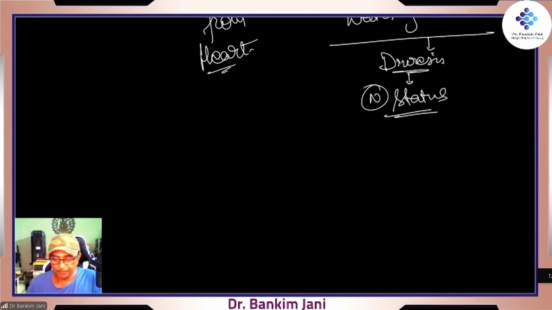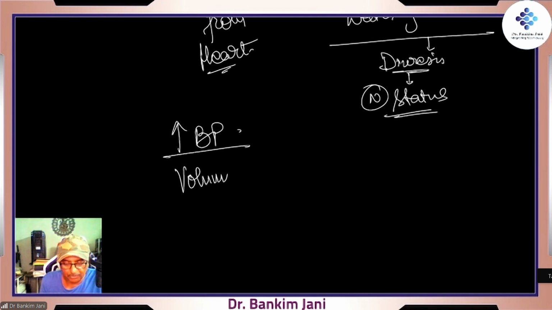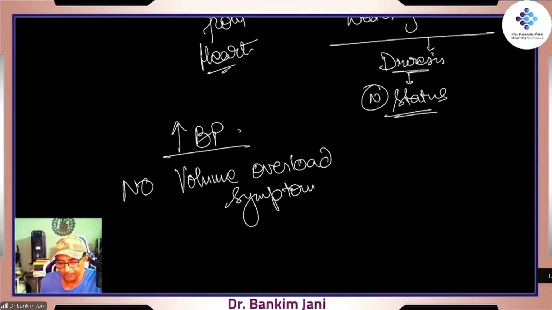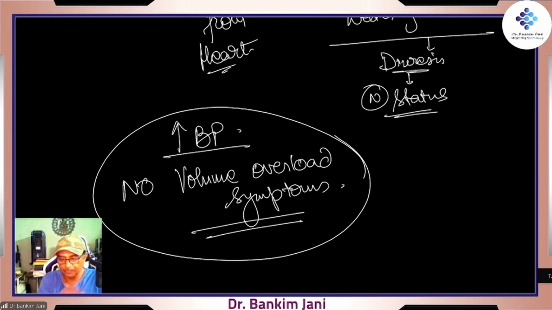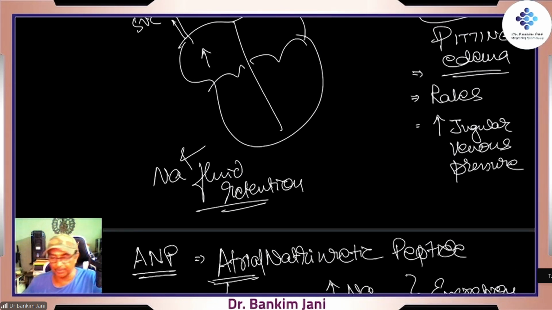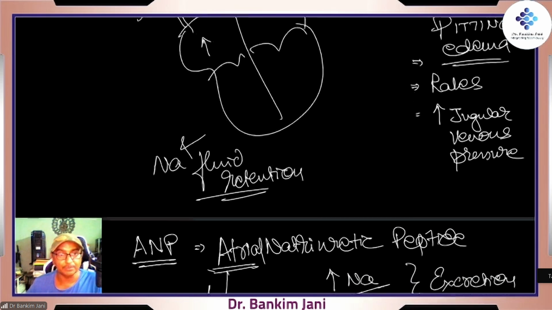So due to this, a very typical thing occurs. You take the blood pressure and you find the blood pressure is high, but the patient is not having any symptom of volume overload. When you get such a thing, because the patient is not having anything, no edema, nothing, no jugular venous pulse, no rales, you auscultate, everything is normal. How is it possible?